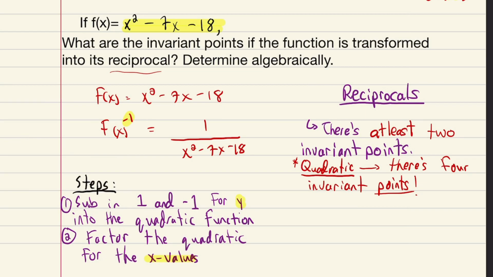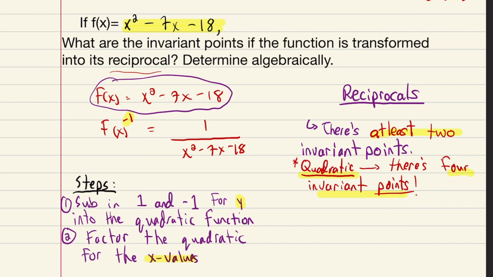So when it comes to reciprocal functions, remember that there's at least 2 invariant points when we take the reciprocal of an original function. However, when we're dealing with a quadratic, because it has 2 x's or 2 zeros, there's going to be 4 invariant points.